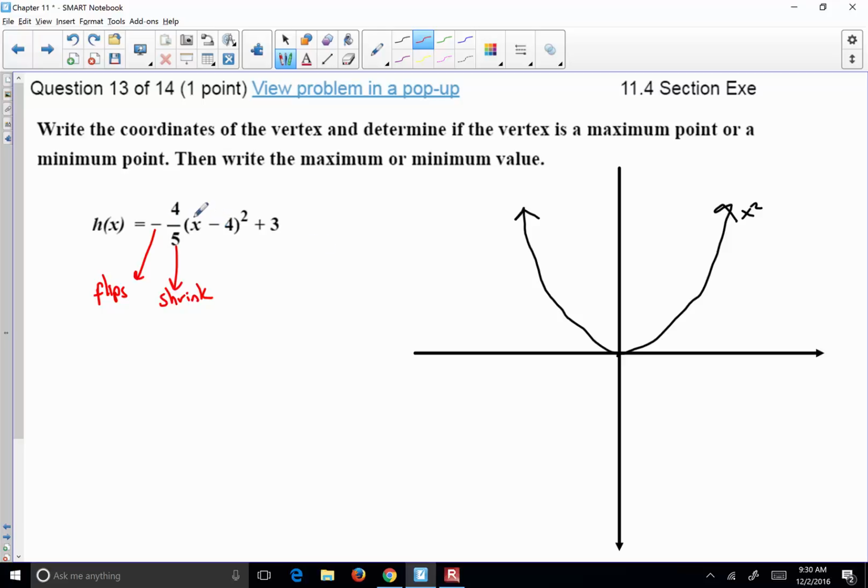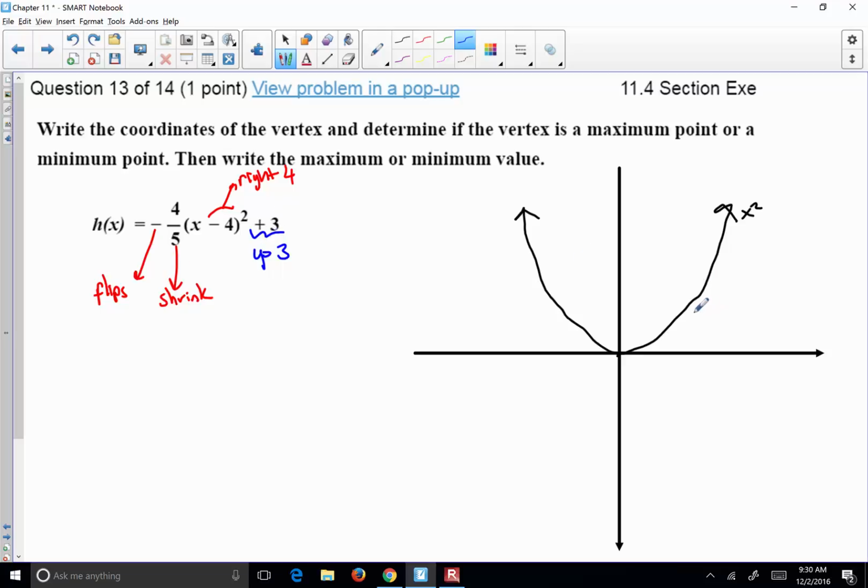Okay. Alright. What does this minus 4 do? Next one. It's right 4. Good. What does the 3 do? Up 3. 4 operations, do it and we're all set.